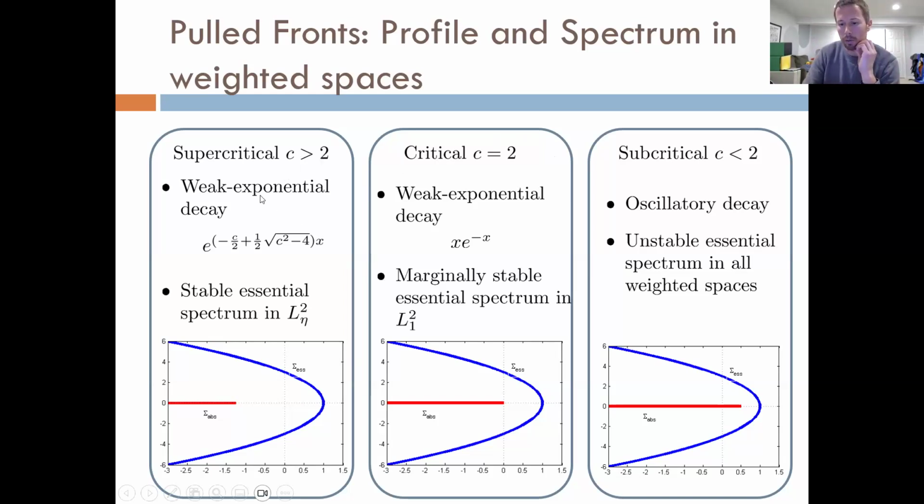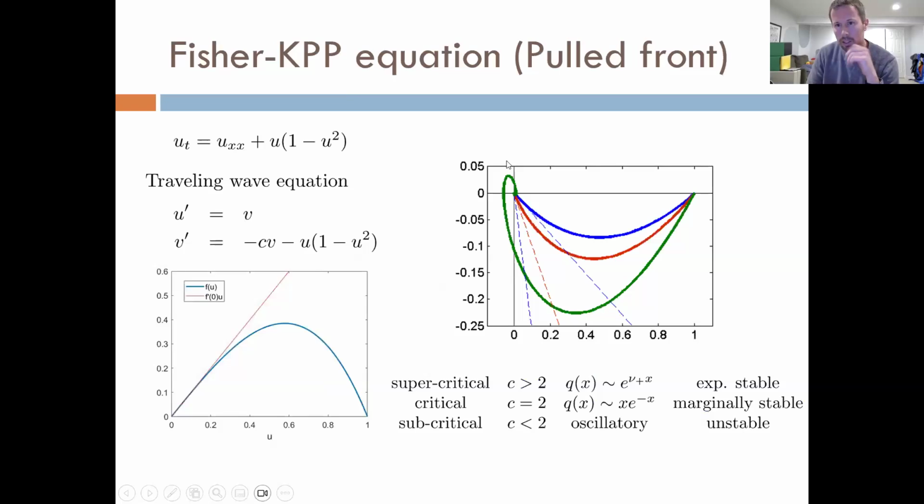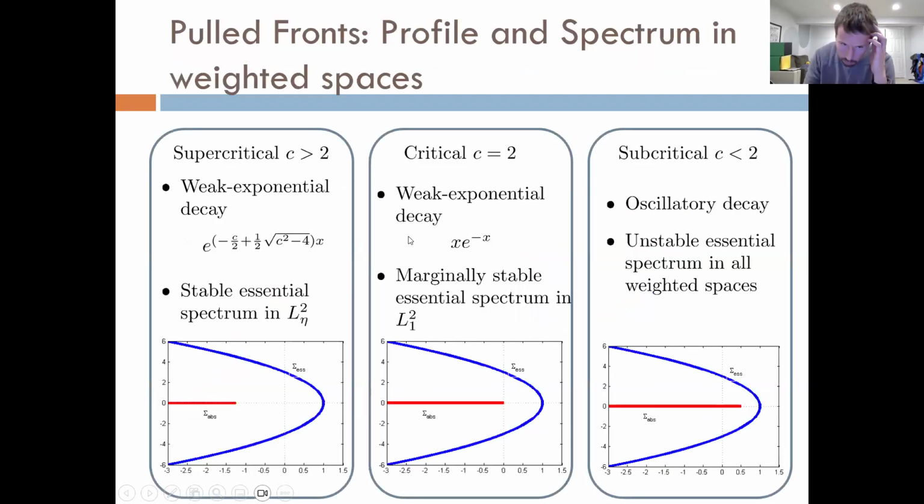So remember that these fronts that we constructed, or looked at in the previous slide, in the case c is greater than 2, all have weak exponential decay, okay? And so what that means is that if you look at these in an exponentially weighted space, you can push the essential spectrum all the way over into the left side of the complex plane.